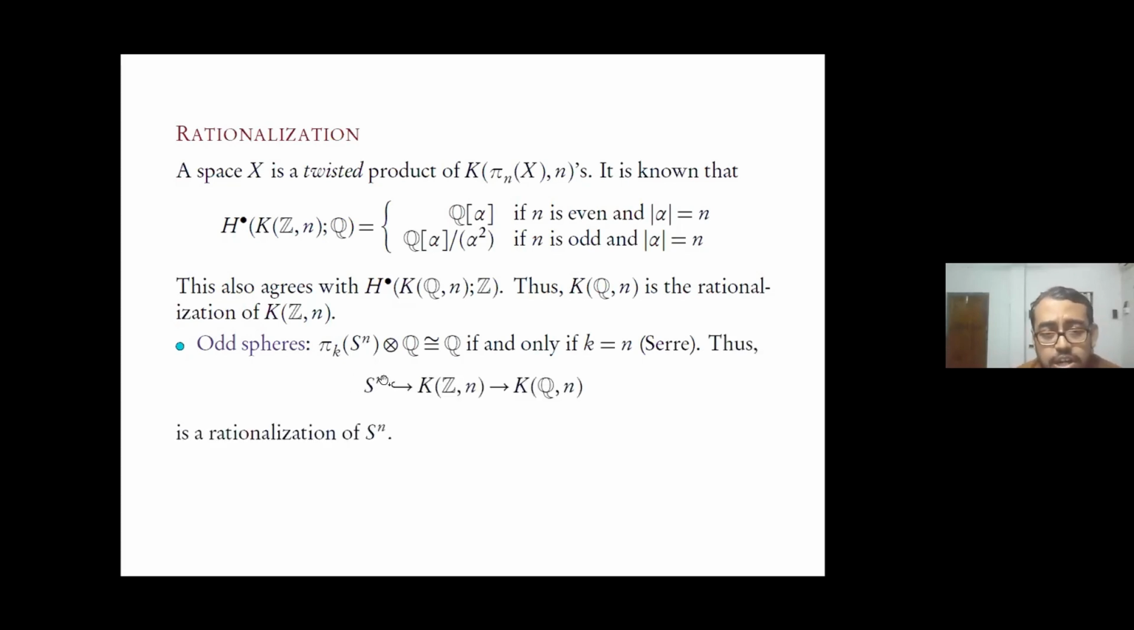So in particular, you can think of Sn sitting inside KZN, because KZN is constructed by taking Sn and then killing higher homotopy groups, and KZN can be rationalized to KQN. So in particular, if you take the homotopy groups of Sn and then rationalize, that's the same as the homotopy group of KQN. It turns out that KQN is a rationalization of Sn when n is odd.